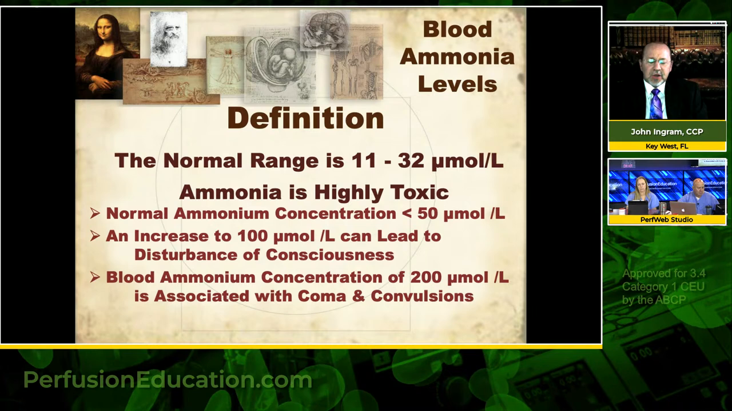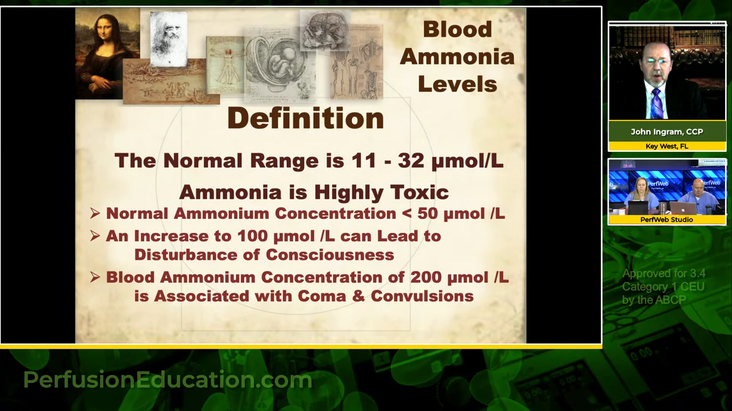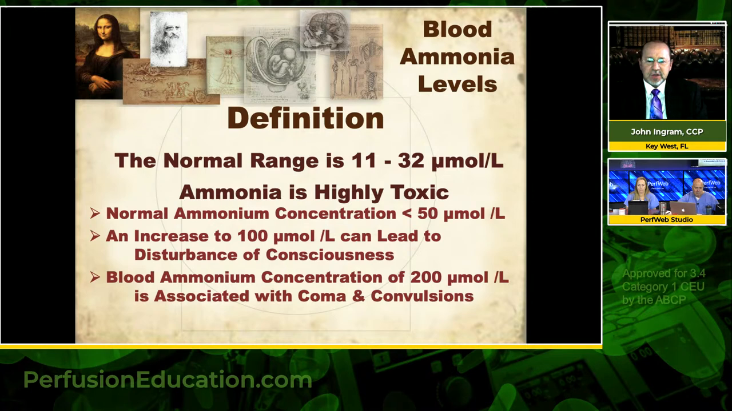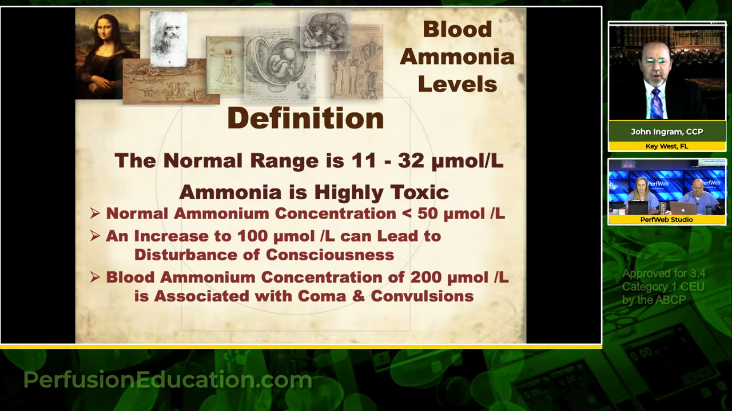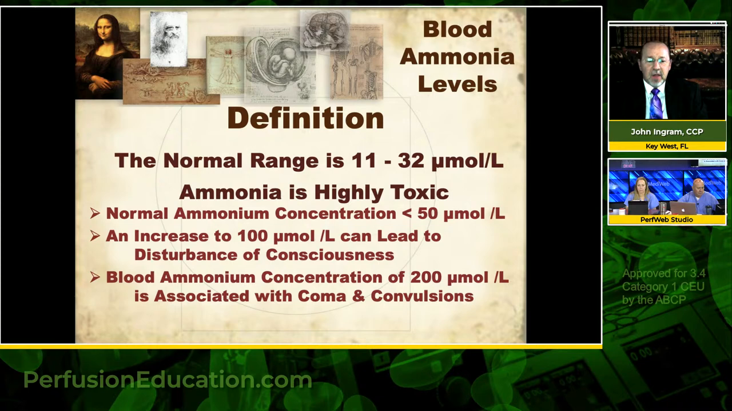Just to give you some reference, the normal range of ammonia in your blood is usually somewhere between 11 to 32 micromoles per liter. Ammonia is highly toxic. It's a waste product. Now, normal ammonia concentration is generally below 50 micromoles per liter, if you want to remember a rule of thumb. But when it increases to 100 micromoles per liter, it can lead to disturbances of consciousness. I'm going to talk about some of those. Blood ammonia concentrations of 200 micromoles per liter are associated with coma and convulsions.